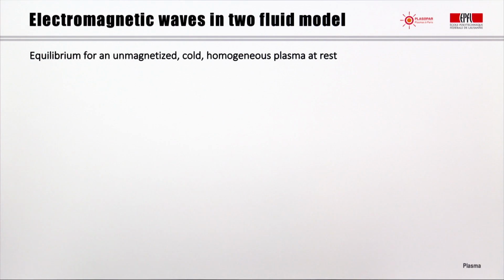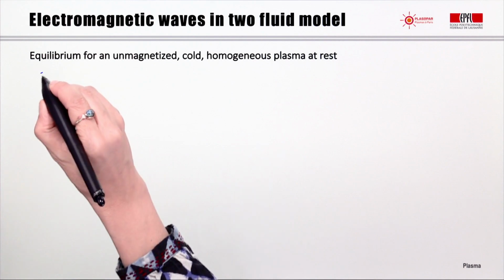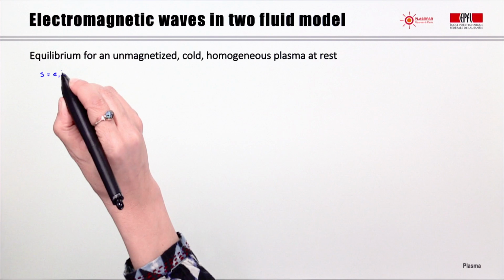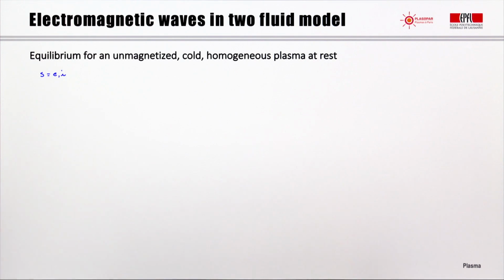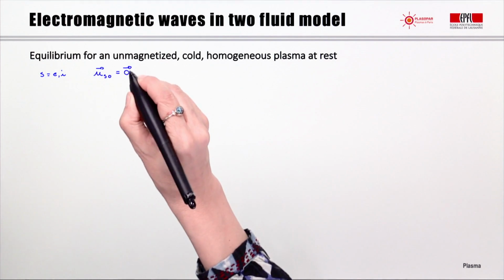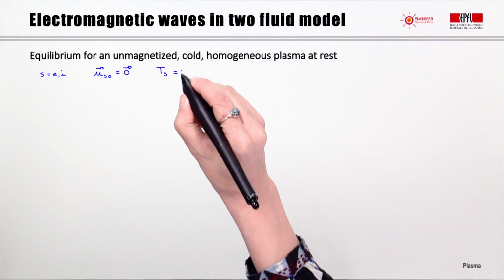First of all, we write the equilibrium for the plasma. The plasma is overall neutral, and to simplify the problem, we consider only two species, the electrons and one ion species. The plasma is at rest and is cold. So for both species, the equilibrium velocity and the equilibrium temperature will be zero.